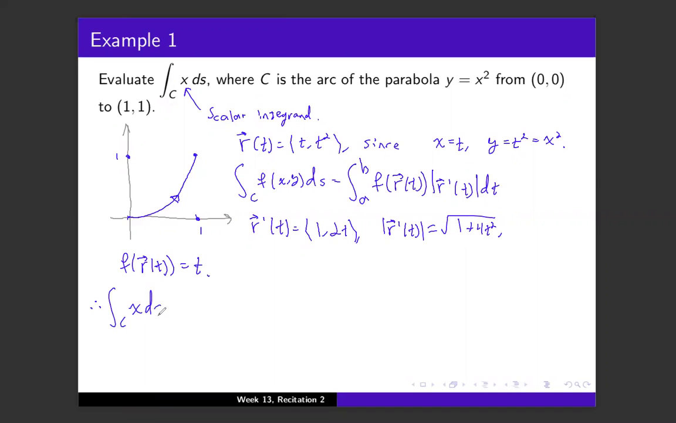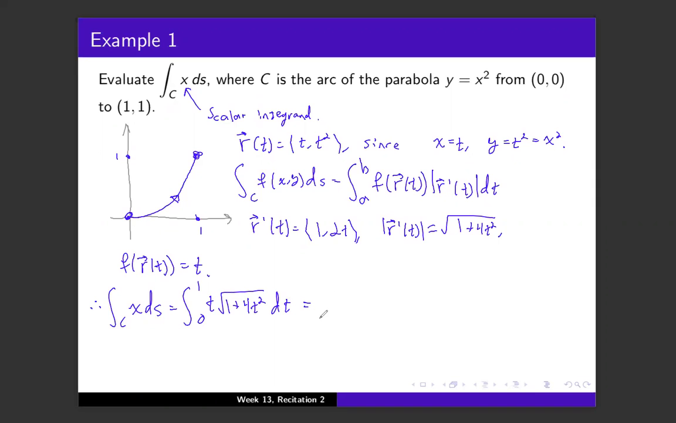The integral of x ds is the integral from, and in this case, it's going from 0 to 1, because t is starting at 0 and getting up to 1. X is going from 0 to 1. T is going from 0 to 1 because x is equal to t. And what you get is t times the square root of 1 plus 4t squared dt.